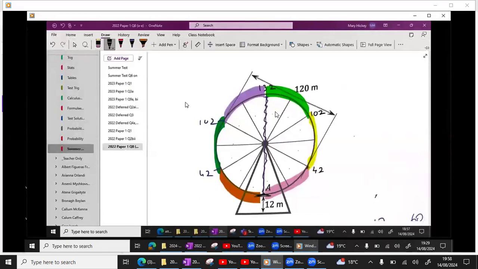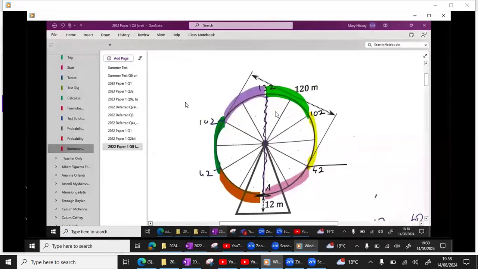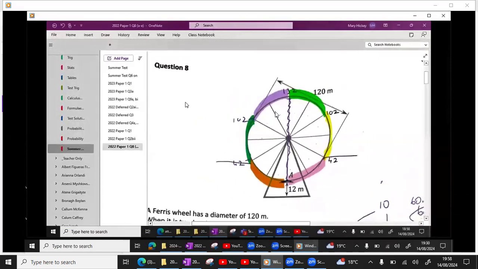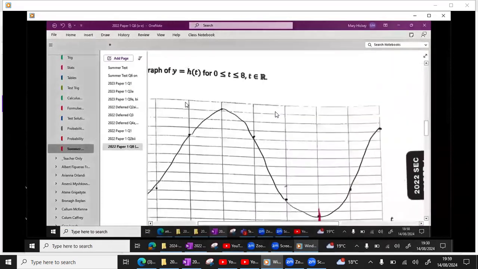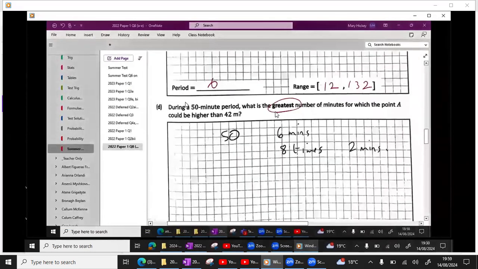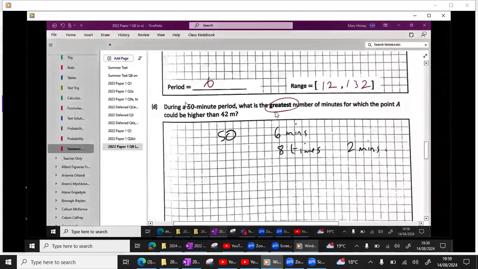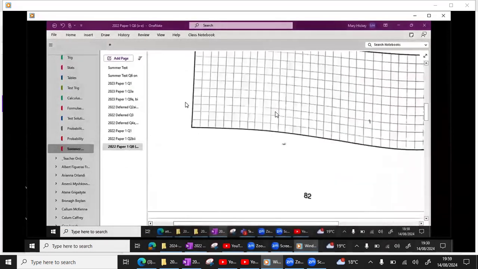Let's just do the 8 times first. So the pink section is below 42. Every other minute there, 1, 3, 4. So there's 4 minutes there. 6 minutes where it is above the ground, 42. So the yellow, the green, the purple, and the dark green. 4 minutes where it's above 42, sorry. So let's reread the question to make sure we're getting this right. In a 50-minute period, what is the greatest number of minutes point A could be higher than 42?